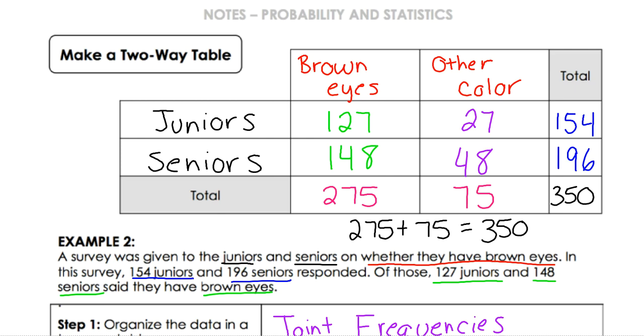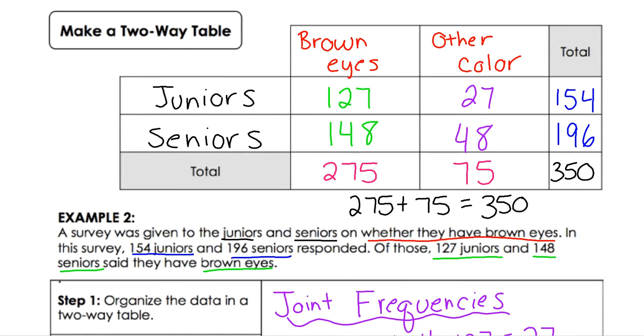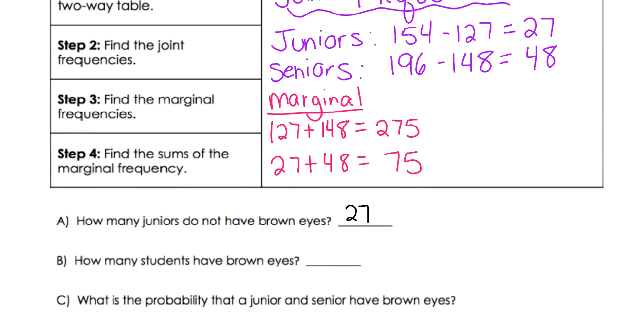So when we're creating the table ourselves, we sometimes have to do some calculations to fill in missing pieces that weren't given to us, but you should always have enough information to fill in all the boxes in a two-way table. Now we are going to use that information to calculate some probabilities. The first thing they ask us is how many juniors do not have brown eyes. If I look at my table, juniors that have an other colored eye, that would be 27. So there are 27 students who do not have brown eyes. They have an other color.